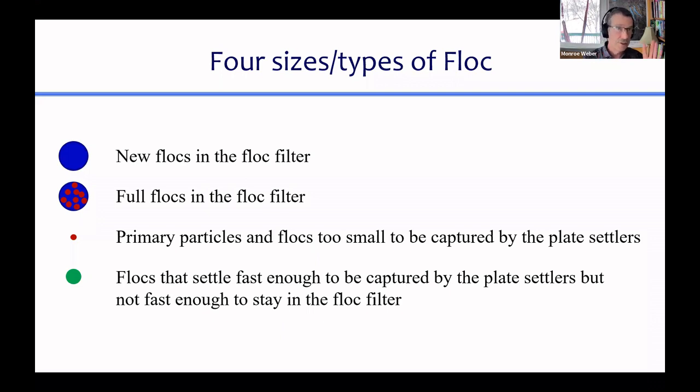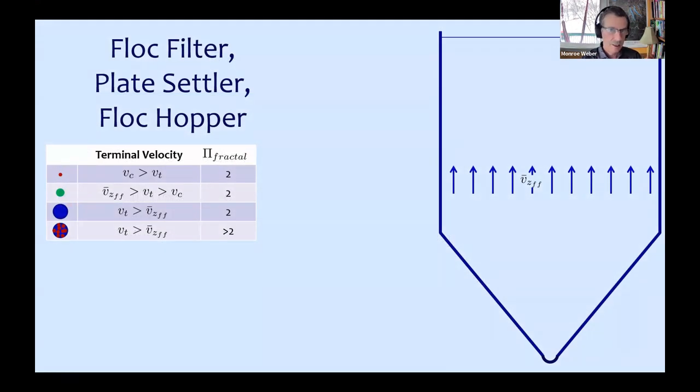So now let's go to the animation. First of all, here are those 4 classes of particles again. Let's talk a little bit more about them. The smallest ones have a terminal velocity, their sedimentation velocity, that is less than the capture velocity of the plate settlers. We'll talk more about exactly how that works, but it means that they don't settle fast enough to be actually captured in the plate settlers.